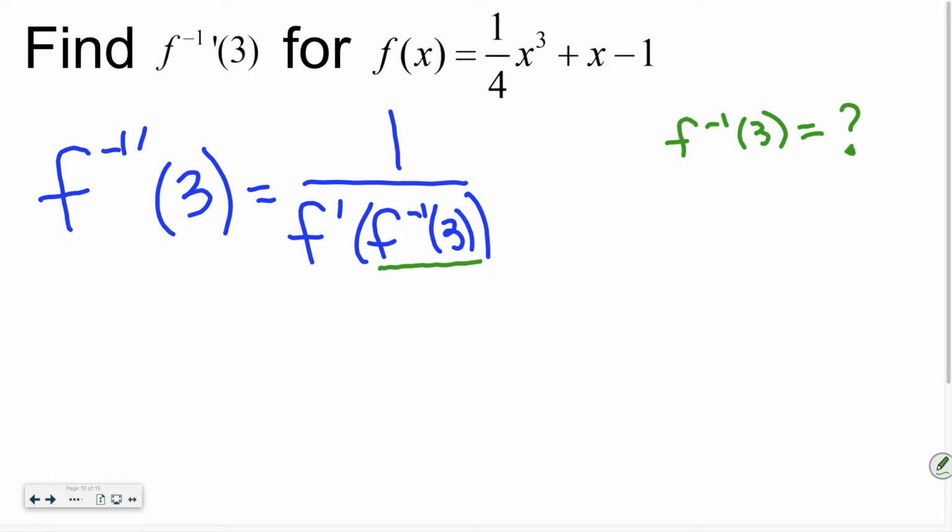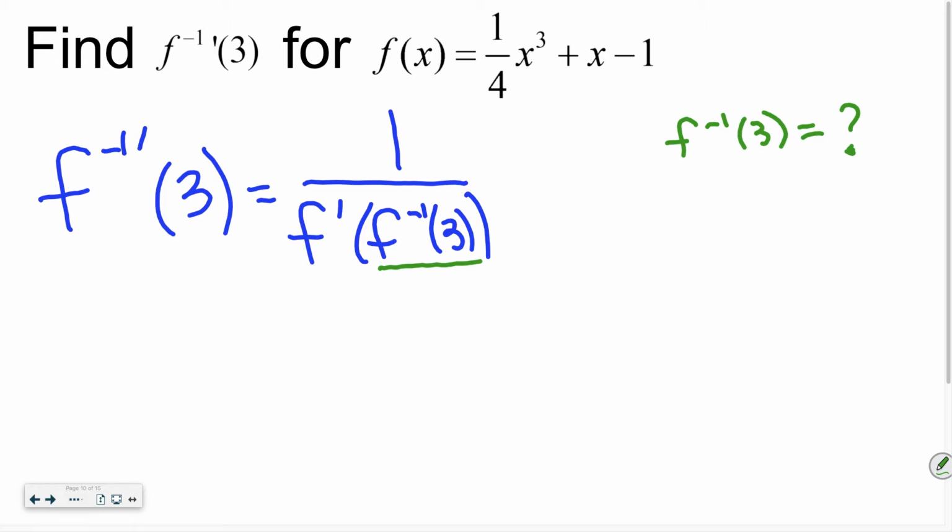Aaron, you have an idea? So you plug 3 in for x, and then that would be like the y value. And if you reflect over the line y equals x, then you'll have your x value for the inverse function. Whatever your y value is becomes your x value for the inverse. Okay. So if our x value is 3 for our inverse, what does that mean about our original function? 3 would be the y value.